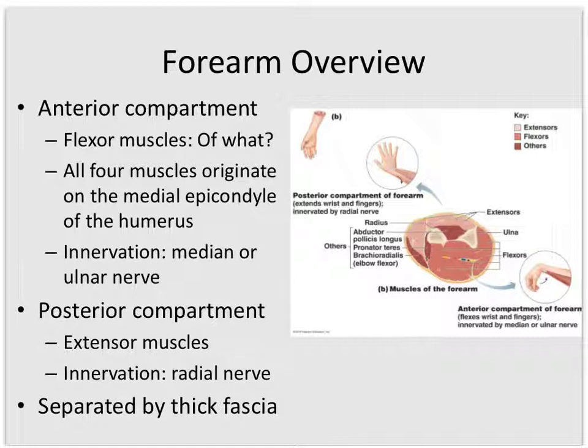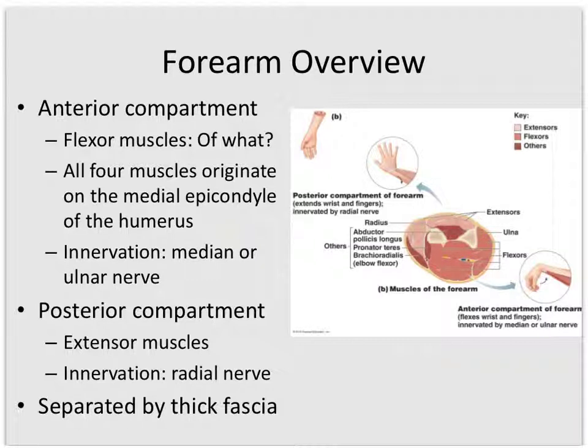All of these muscles are innervated by either the median nerve or the ulnar nerve, and we're not going to differentiate which muscle is innervated by which of those two nerves. Just know that the whole group is innervated by either the median or the ulnar nerve. The posterior compartment contains all of your extensor muscles, and these are innervated by the radial nerve. Just like in the lower leg, a thick fascia separates these two compartments, and this is showing the compartments over here on the right.